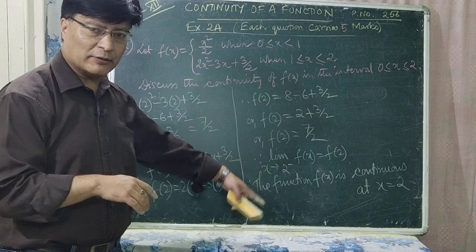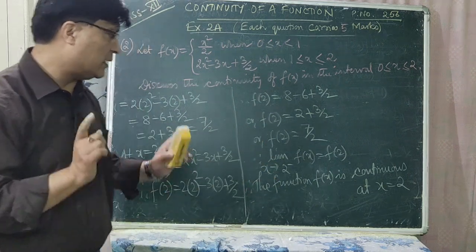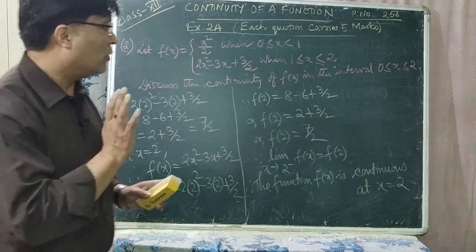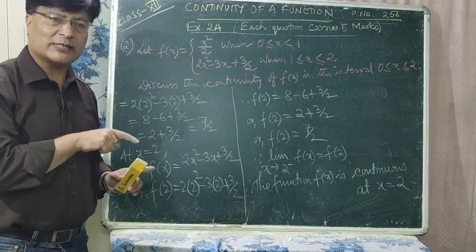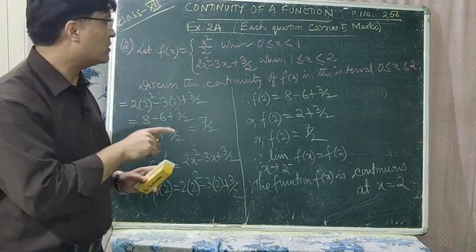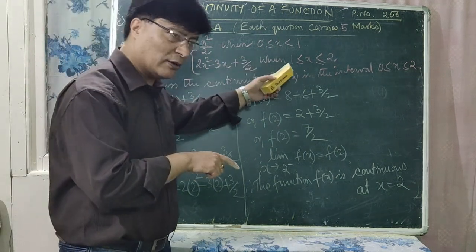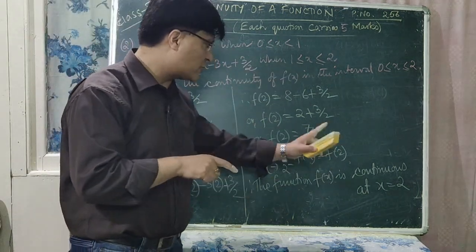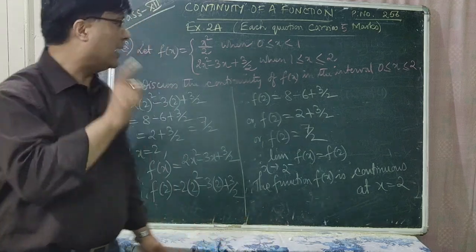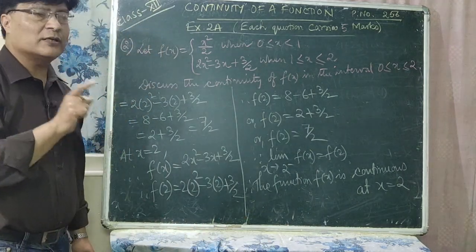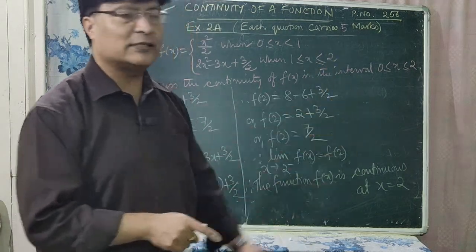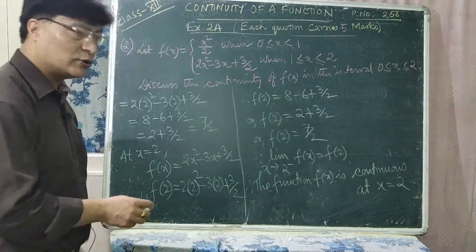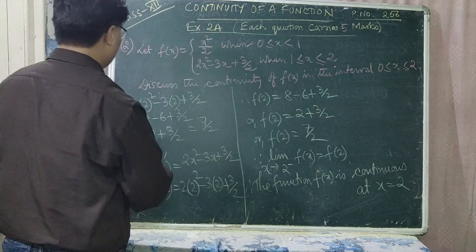So after writing up to here, that is, just now we proved that the function f of x is continuous at x is equal to 0. The function f of x is continuous at x is equal to 1 also. The function f of x is continuous at x is equal to 2 also. Hence, the function f of x is continuous in the interval 0 less than or equal to x less than or equal to 2. So write down.